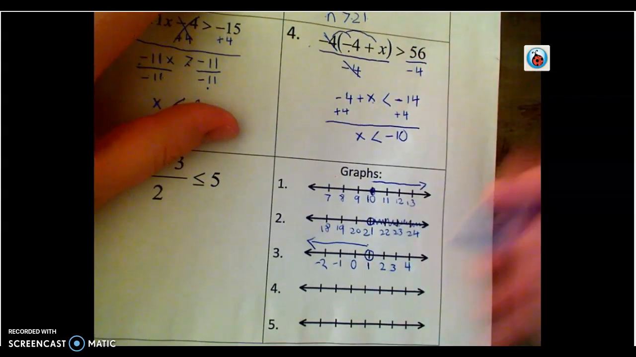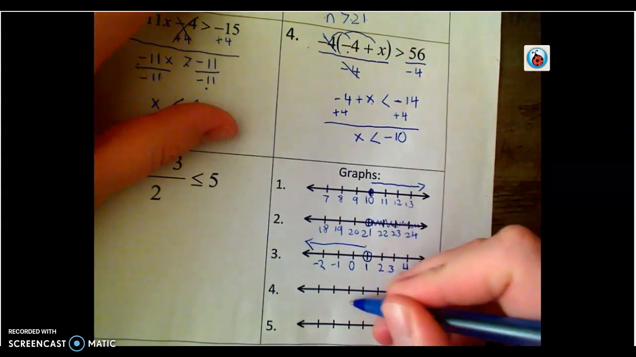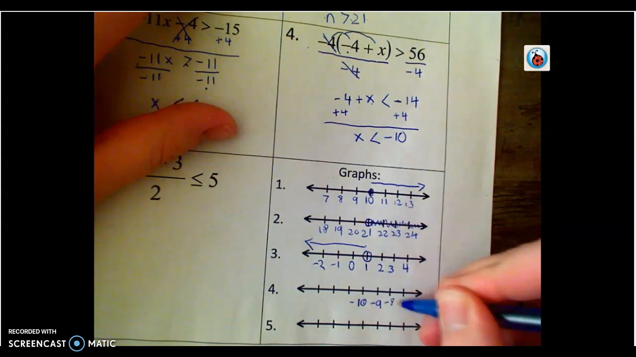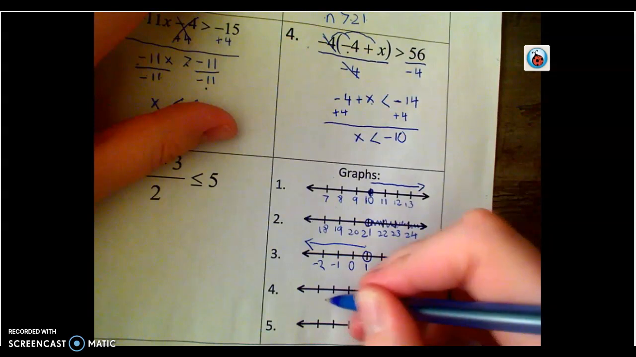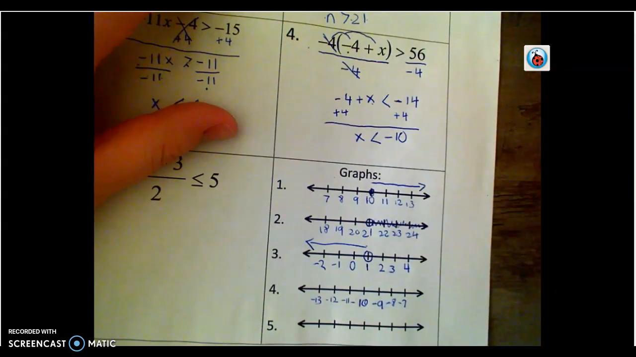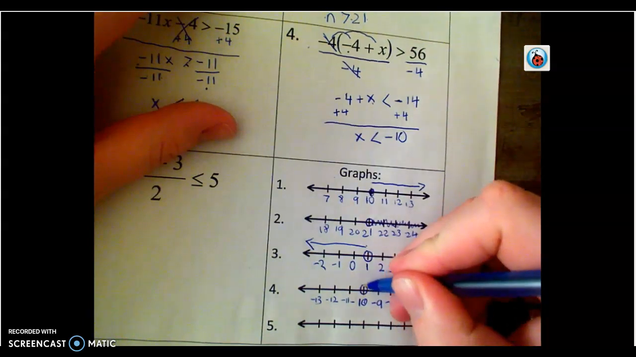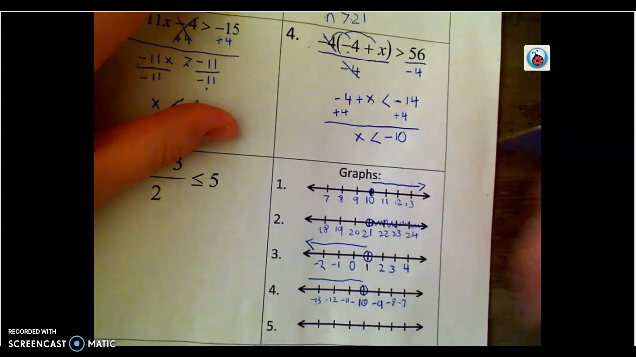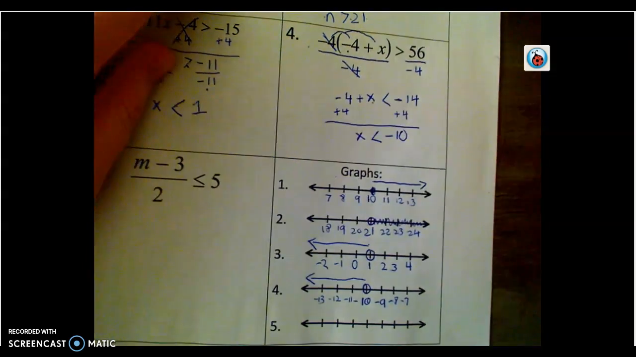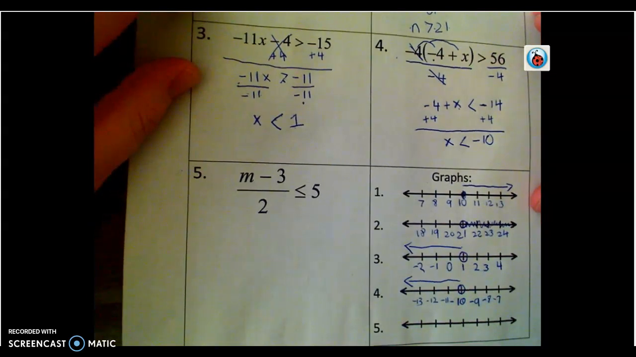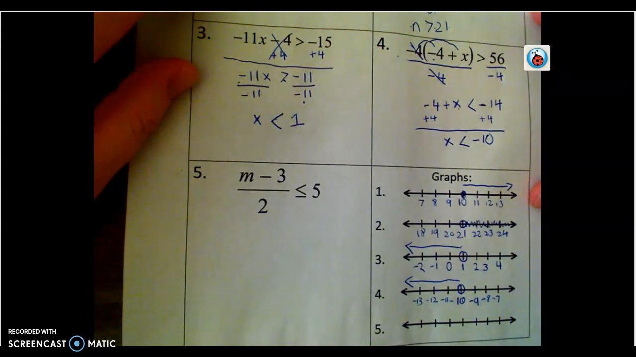So when we graph it, the boundary point is negative 10. So when I graph it, we have an open circle at negative 10, with our arrow going to the left. Awesome. Hopefully you've done well so far. Moving on to the last one. Again, you should pause the video and try it yourself.